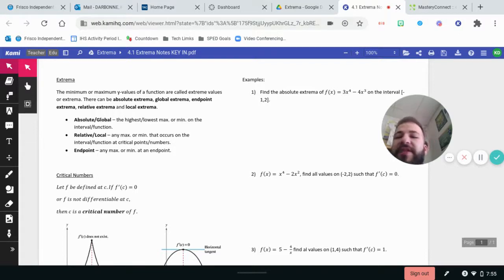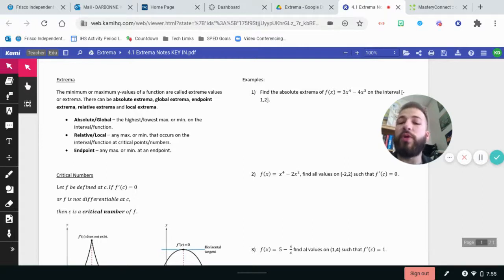We have lots of different types of Extrema. We have absolute Extrema, global Extrema, endpoint Extrema, relative Extrema, and local Extrema. Now some of them can be grouped. Absolute and global are basically the same thing, and they mean the highest or lowest maximum or minimum on the interval or function. So the absolute highest max and the absolute lowest min, that's our absolute or global.